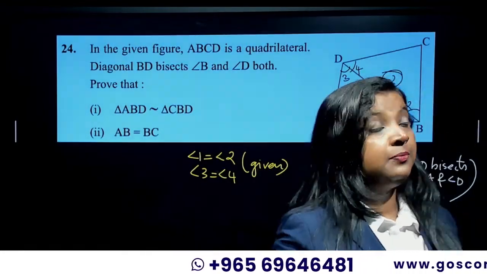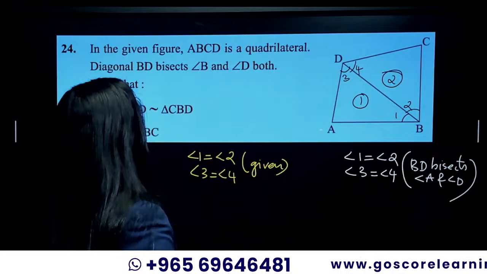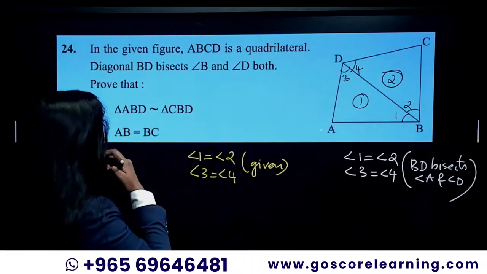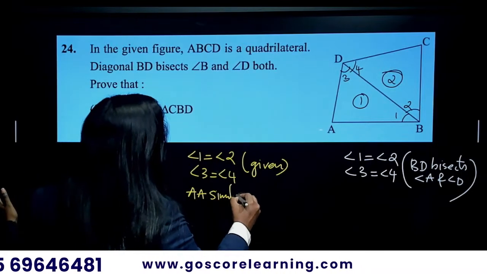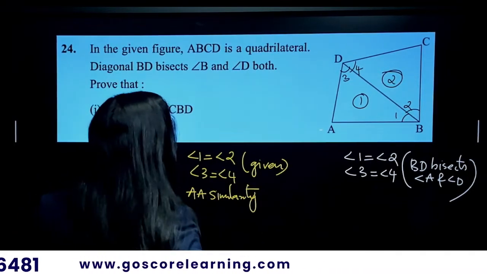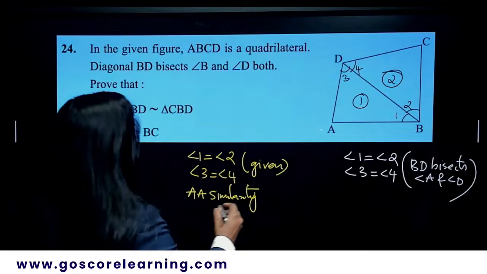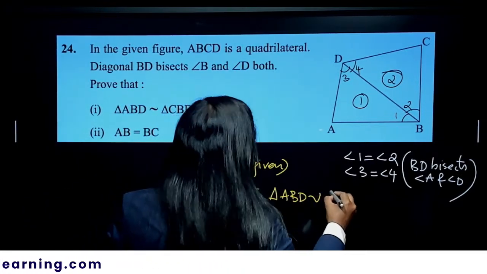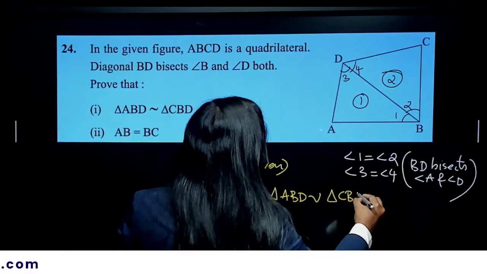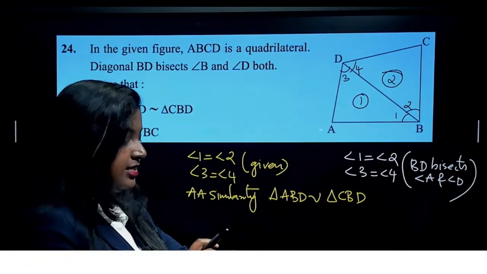Okay, don't forget that one. So angle 1 equal to angle 2, angle 3 equal to angle 4, given. So by AA similarity, what is AA similarity? If two angles are equal, then the triangles are similar. So by AA similarity, triangle ABD is similar to triangle CBD. Okay, these two triangles are similar.